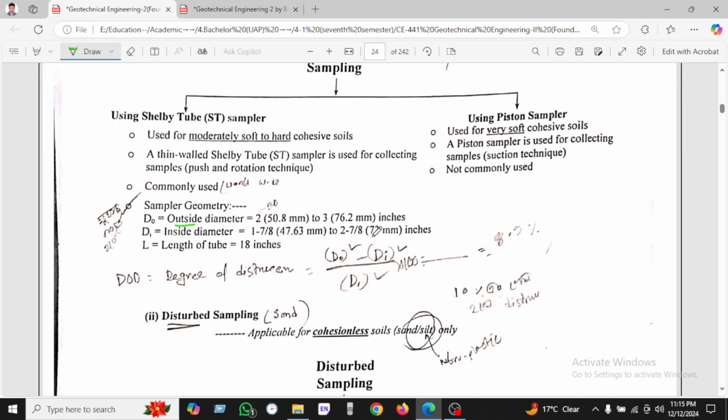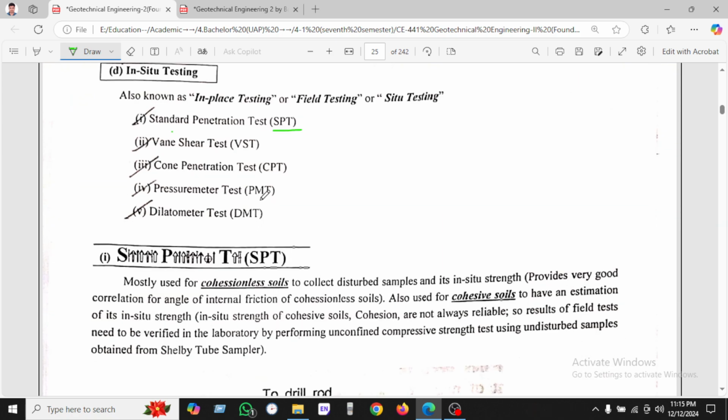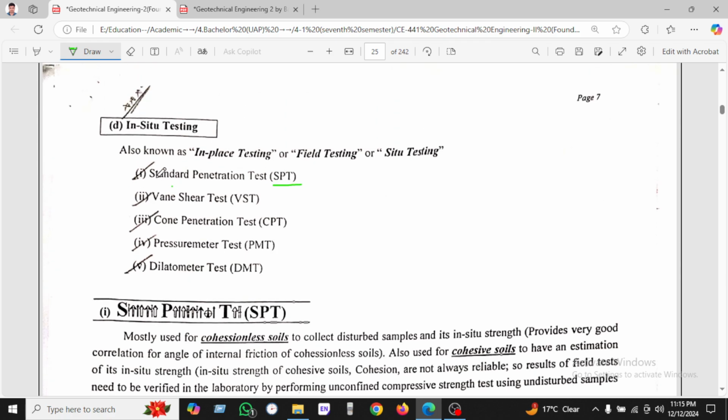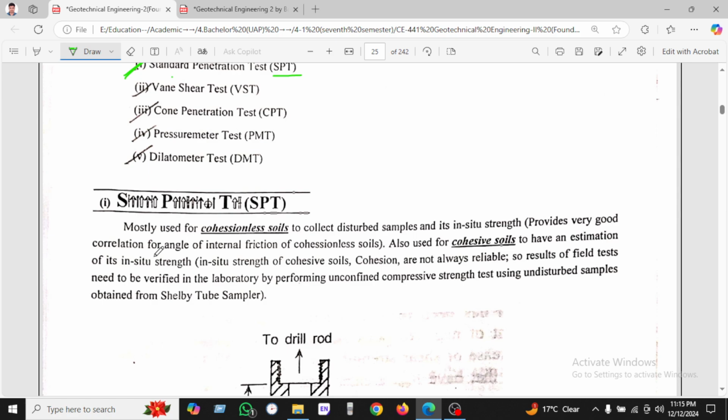Okay, so let's see another. In situ testing: we know the SPT, standard penetration test, the vane shear test, VST, the cone penetration test, CPT, the pressuremeter test, PMT, and the dilatometer test, DMT. The most popular in situ test is SPT. In our region, in Bangladesh, and especially India and USA, people use the SPT value. Japan also. So let's see what the SPT is.